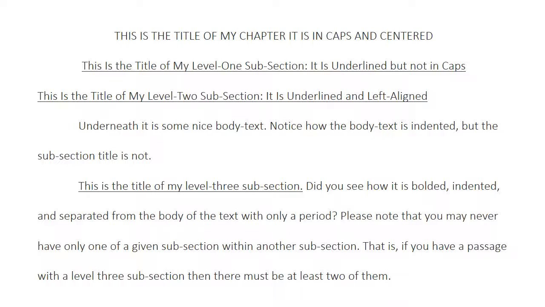Underneath that, we have the title of our level 2 subsection. It's underlined, it is left aligned, but other than the left align, it looks exactly like a level 1. Level 3, on the end you'll see down below, is a little bit different. It is written in sentence case, as I mentioned. It has a period at the end of it. It is still underlined, but it is indented. It looks as if it's just the first sentence in our text.